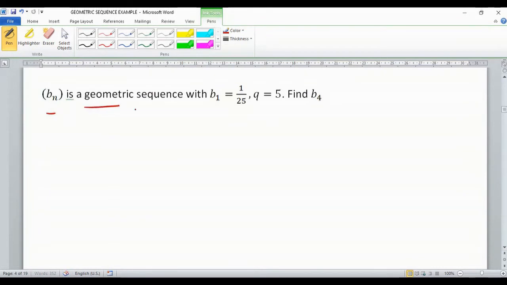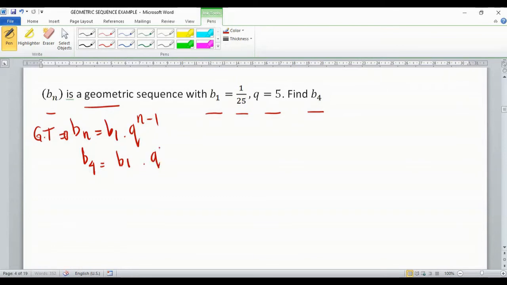Bn is a geometric sequence with the first term equal to 1 over 25 and the ratio k is 5. You need to find the fourth term. Okay, so we need to remember the general term: Bn equals the first term times k to the power n minus 1, right? Because we are looking for B4, B4 equals B1 times k to the power 4 minus 1. So this is B1 times k to the power 3.